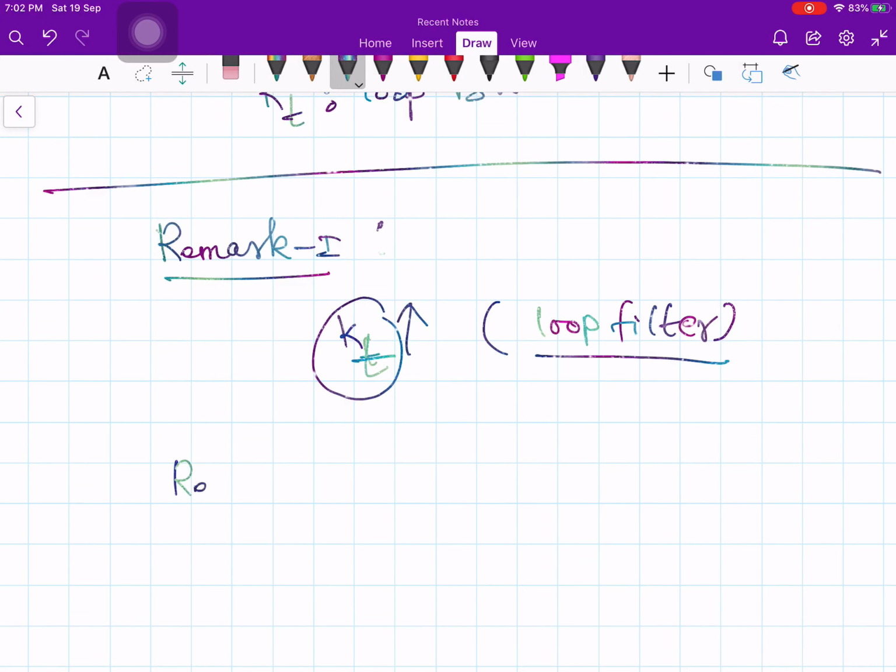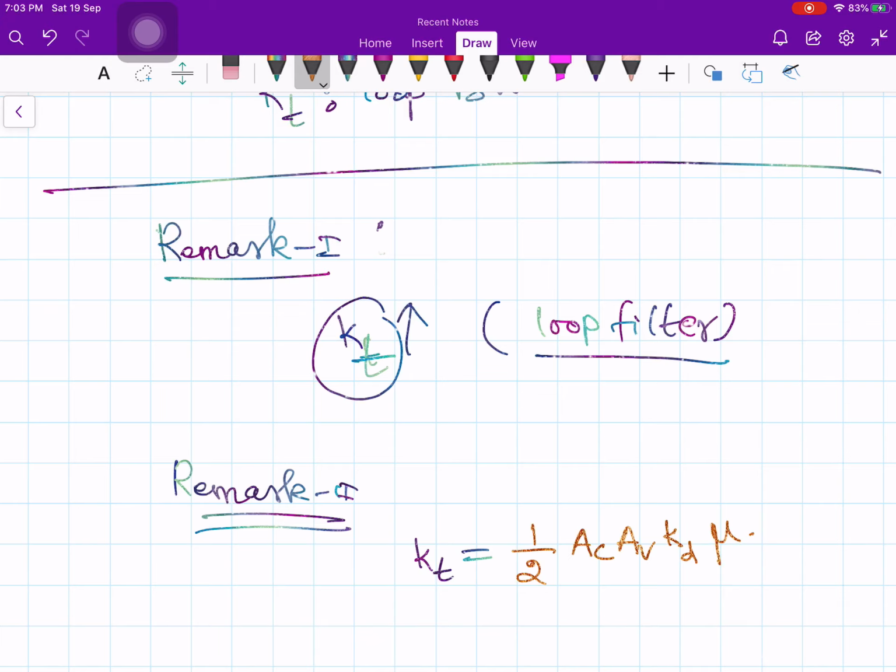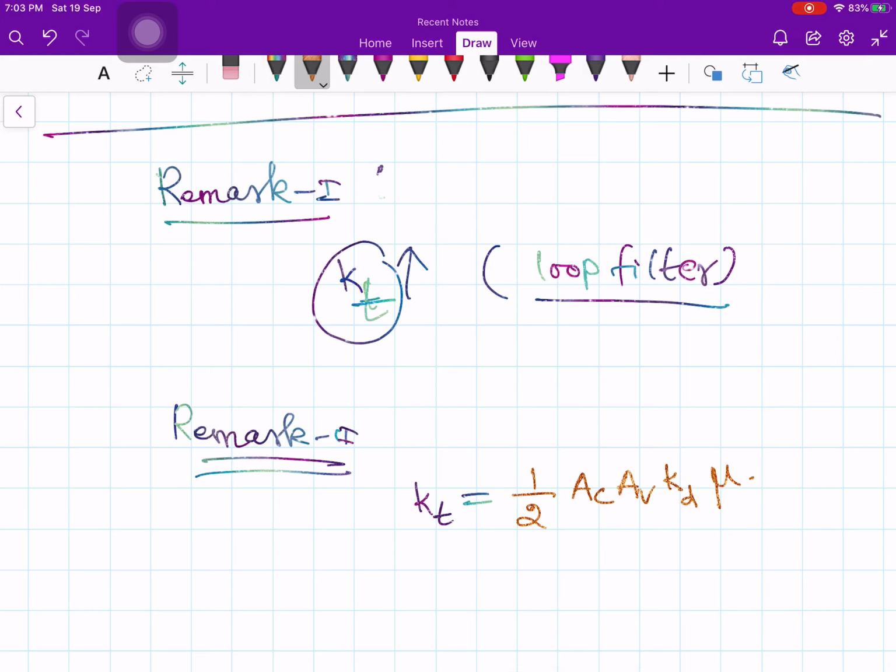Now the second remark is, look at the value of K_t. This K_t is given by 1/2 times A_c, A_v, K_d and mu, right? So there are so many factors which determine the value of the loop gain. First of all, input signal amplitude. This A_c is the input signal amplitude, and this input signal amplitude is not the same for every time. This input signal amplitude itself has an effect on the loop gain. Sometimes your signal will be strong and sometimes your signal will be weak. Another thing, of course, is more or less constant for the phase locked loop itself. This A_v is associated with the phase detector.